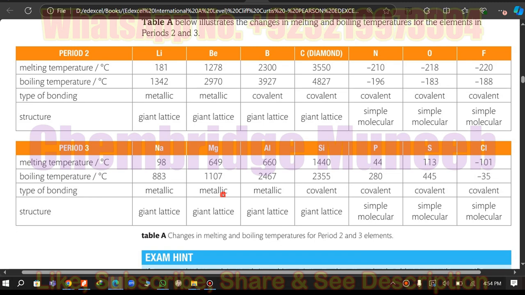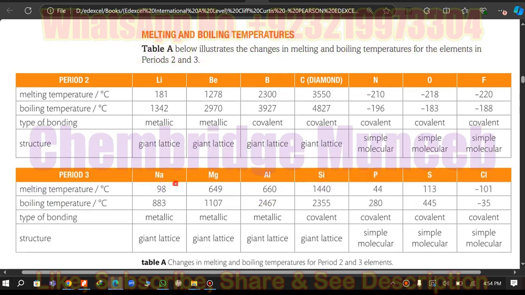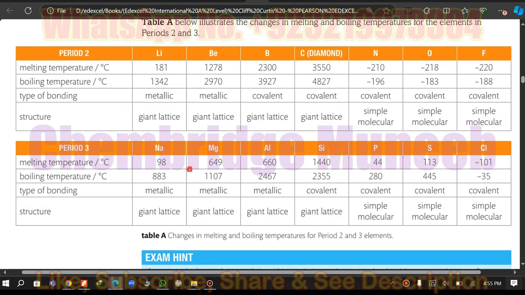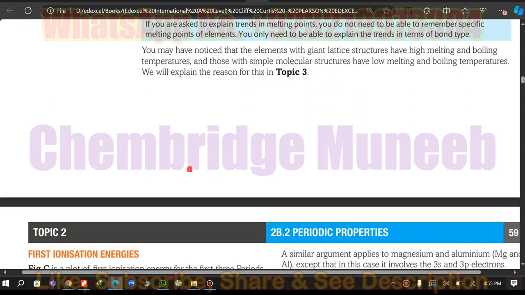And as you know, the metallic bonding is very strong. So that's why their melting temperature and boiling temperature is considerably high. Their melting and boiling temperatures are higher. But what is exactly the trend across the period and down the group, you have to take into account some other factors as well.